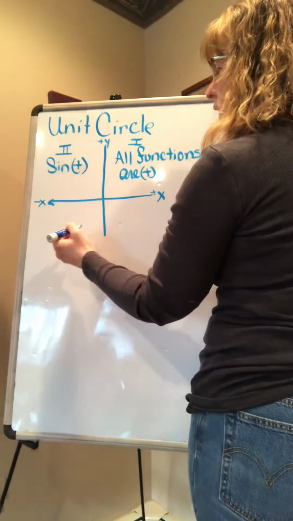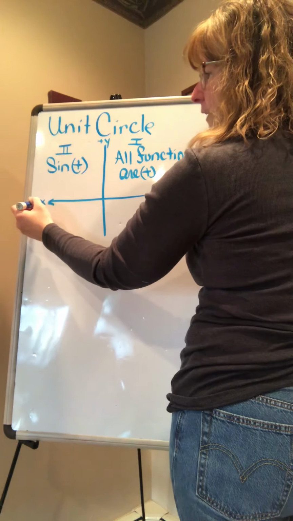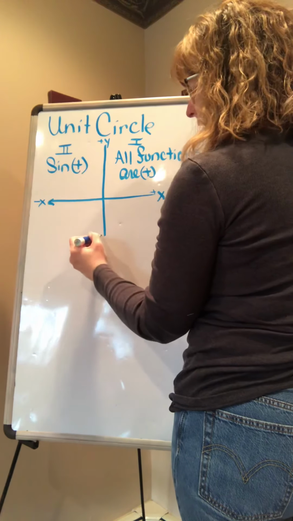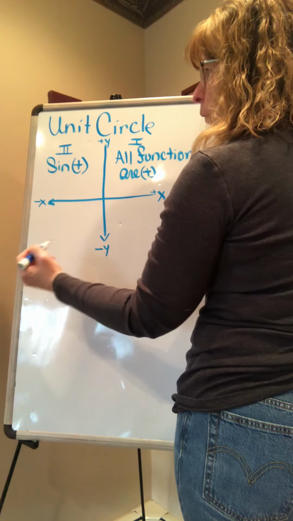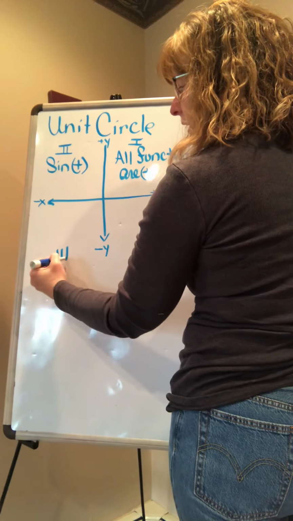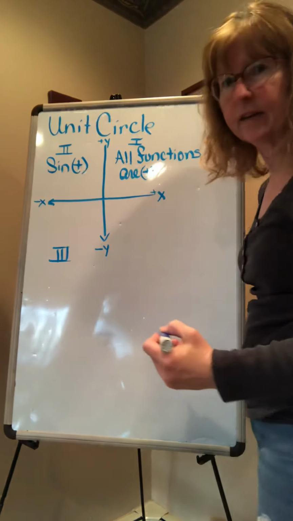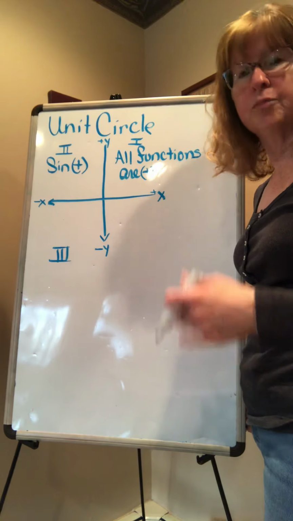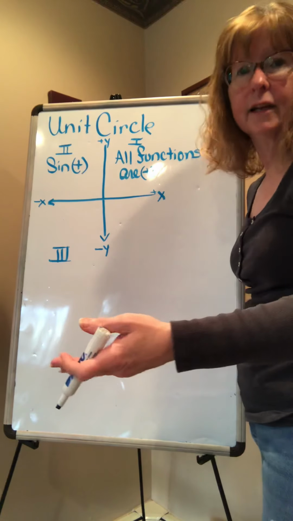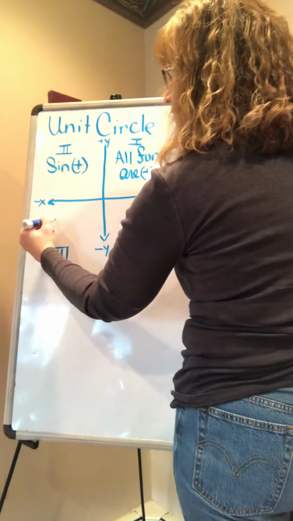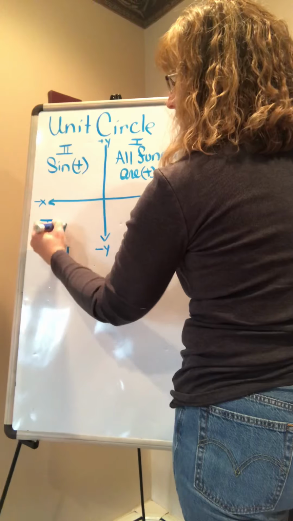Then you move to quadrant 3. Negative x means cosine is negative. Negative y means sine is negative. Well then, in quadrant 3, if sine and cosine are negative, tangent's positive, because tangent is sine divided by cosine, and a double negative is positive. So quadrant 3 is tangent's quadrant.